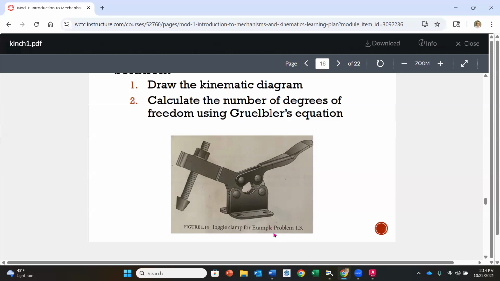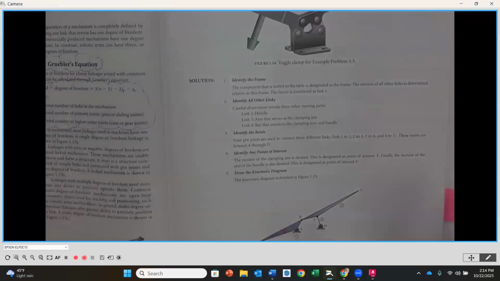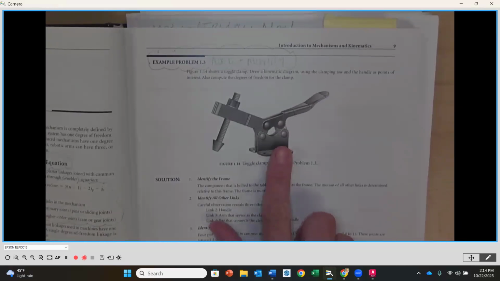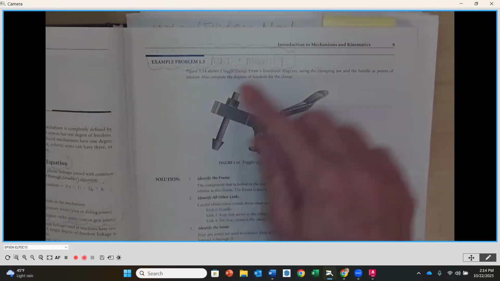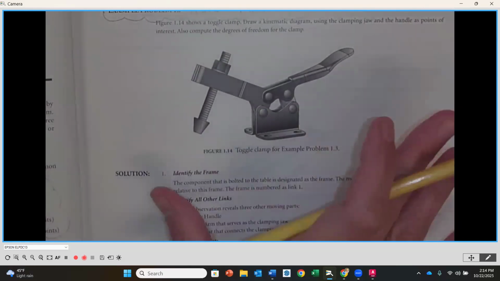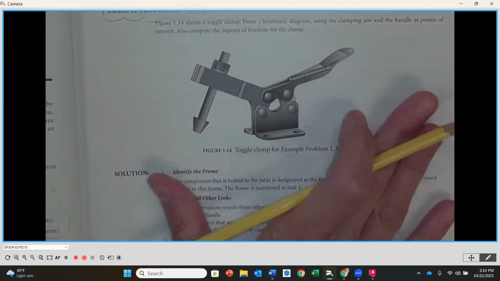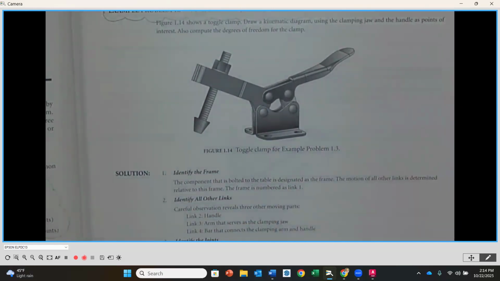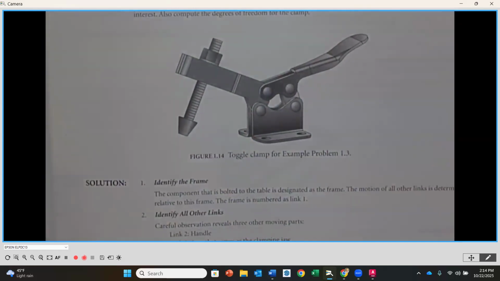Okay. So to do that, let's go to our book, and you're going to notice at the top of page 9 is the illustration for the toggle clamp. Now, what I want you to do is take a minute or two to just sketch out what we believe this mechanism would look like in kinematic diagram form. If you look down below, they do have it done for you. I encourage you to not peek and just see how you do. Okay. So I'm going to draw it, sketch it, on the side.